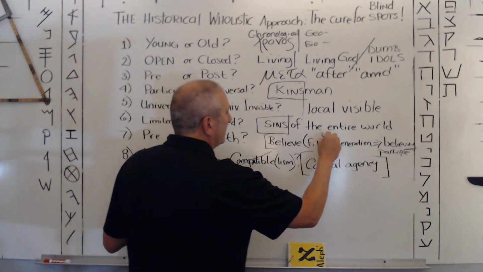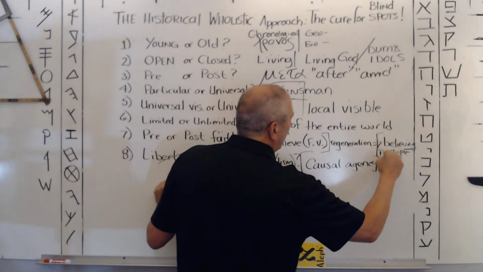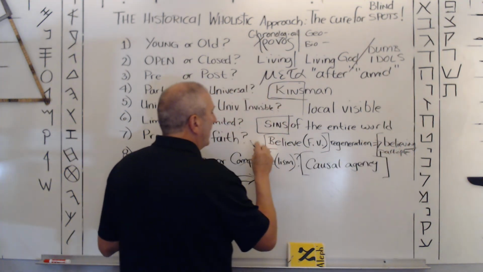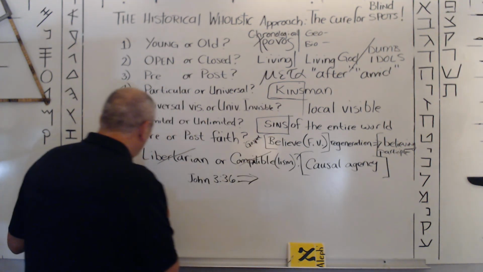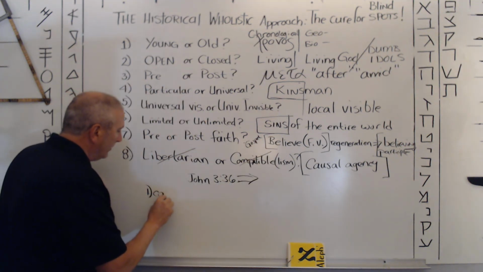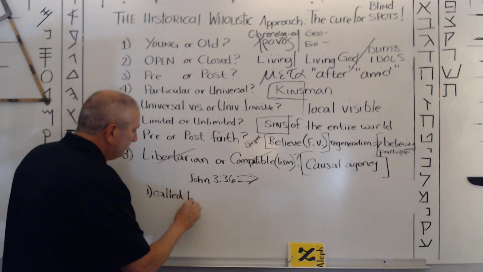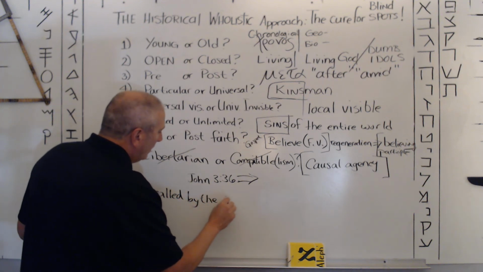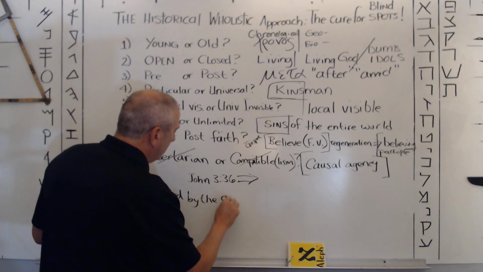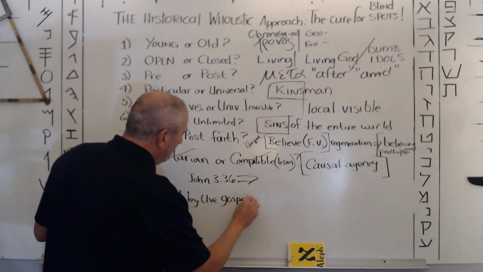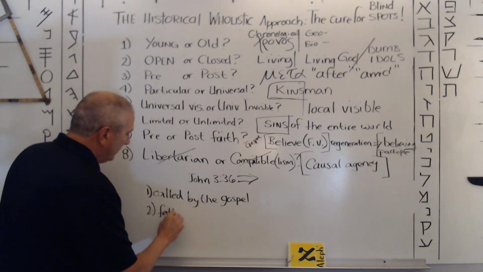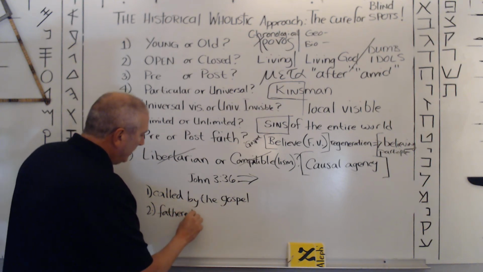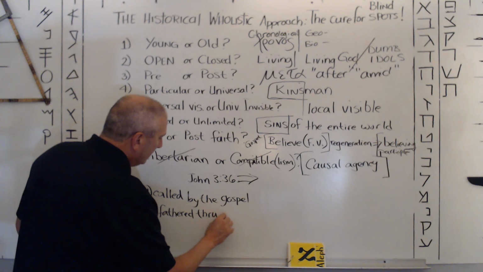These categories, this distinction between a finite verb, what an unregenerate does in relationship to the gospel, which is always first. You remember the Bible says that we were called by the gospel. You can read about that in Thessalonians. Number 2, we're fathered through the gospel. That's 1 Corinthians 4:15. Through the gospel.